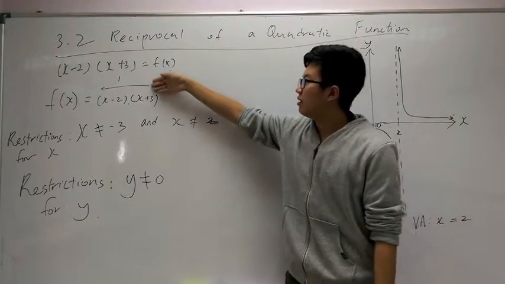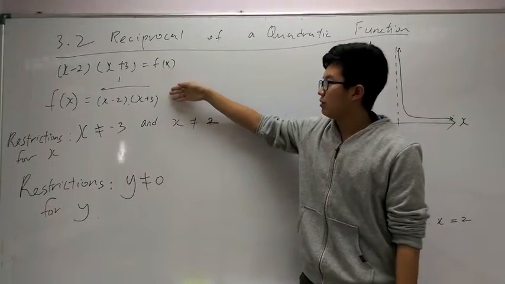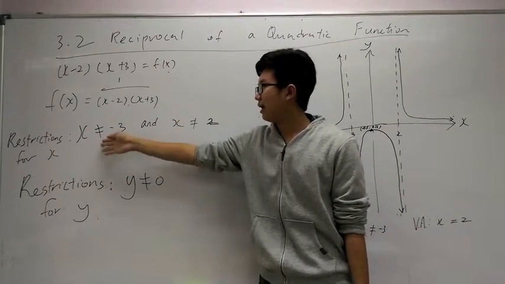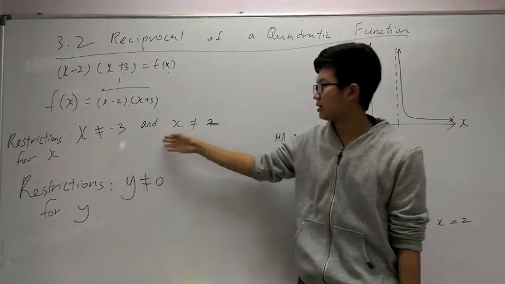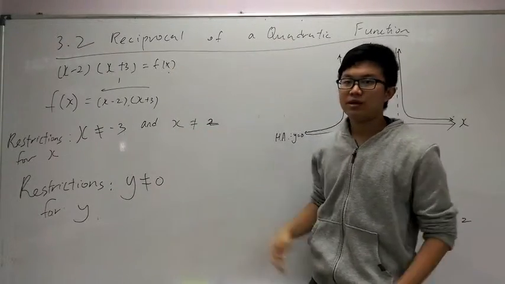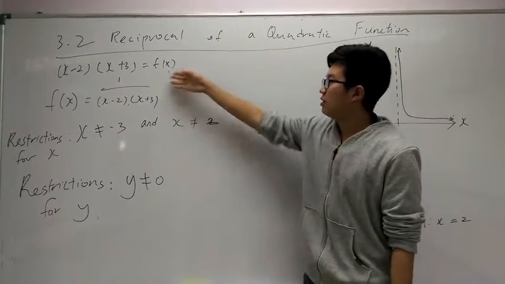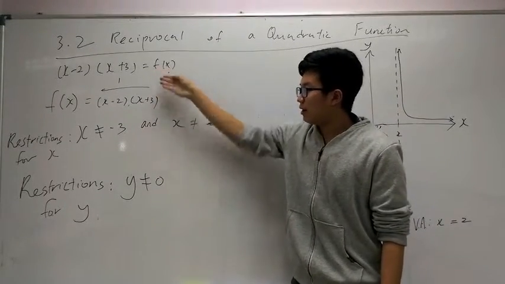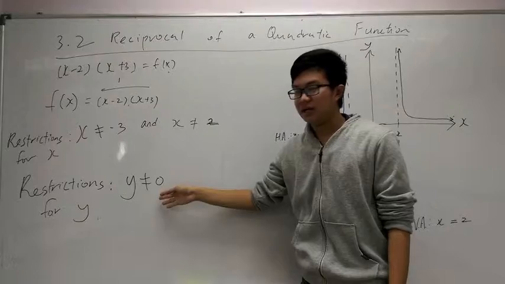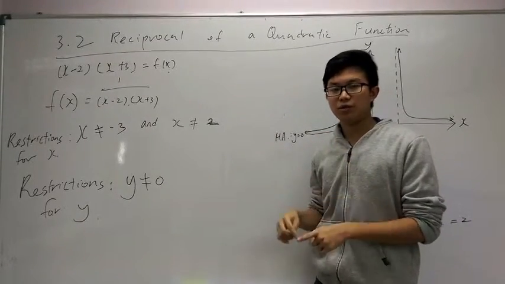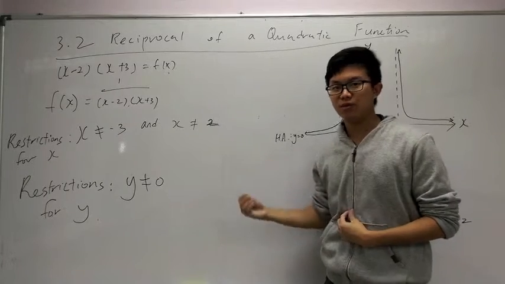For example, f(x) = 1 over (x - 2)(x + 3). Its restrictions would be x cannot be -3 and x cannot be 2. This would make two vertical asymptotes. However, since the numerator is 1, the restriction for y will be the same, and y will never be 0. That makes the horizontal asymptote y = 0.